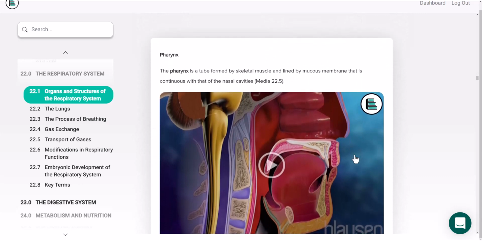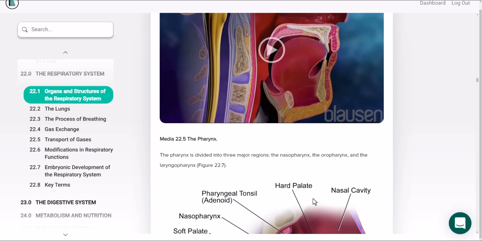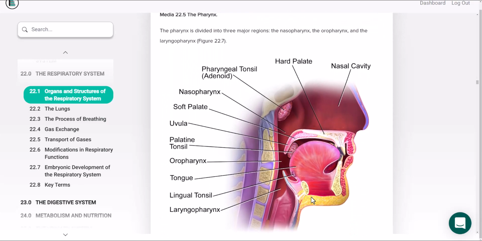So let's continue our journey, and we've come in through the nasal passages. We talked about those structures. Now we are in the pharynx. You know that a pharynx is a tube-like passageway made up of 3 parts: the naso-, oro-, and laryngopharyngeal regions. Let's take a look at that.